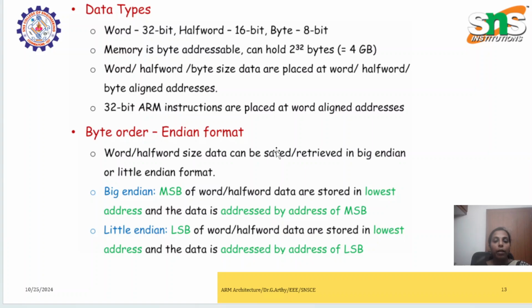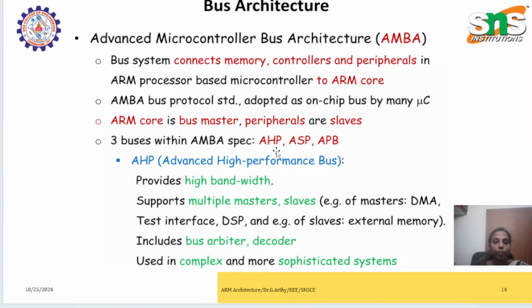If the MSB is stored in the lowest address, then it is big endian. If the LSB is stored in the lowest address, then it is little endian. So that is the major difference in how the data is stored.